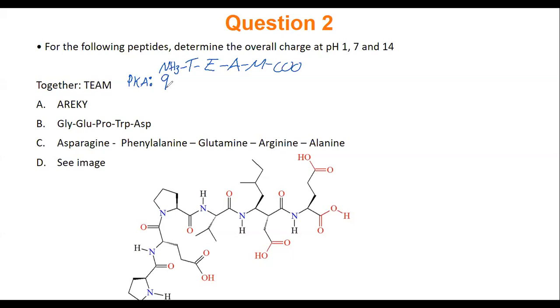Okay. T. Now, when we go to the amino acids themselves, the only thing I care about are the side chains, right? That's the only thing that could be ionizable for our amino acids. T is threonine. If you look at the chart, threonine does not have a side chain pKa. So I'm going to write an X there. It is not going to figure into our calculations. E is glutamic acid, 4.25.